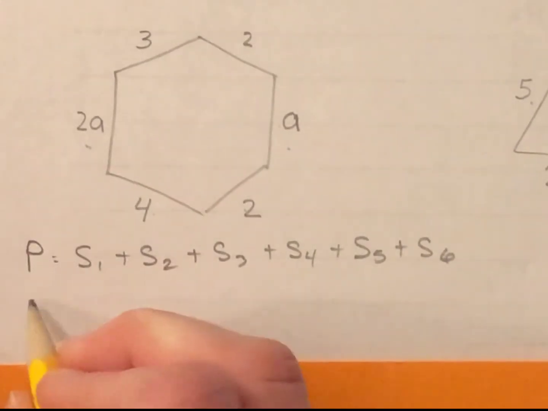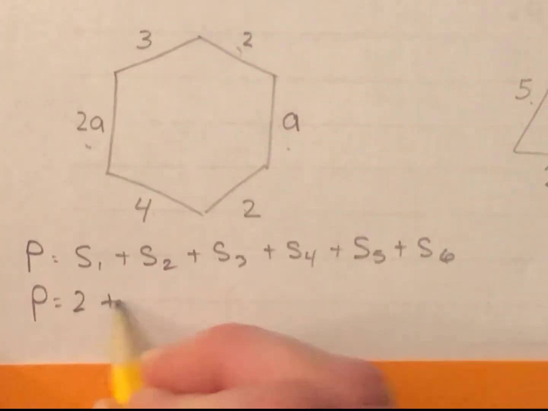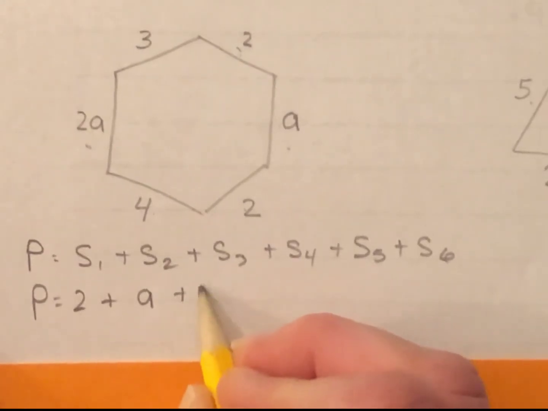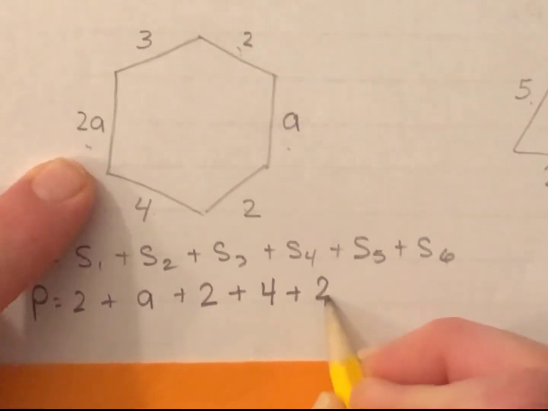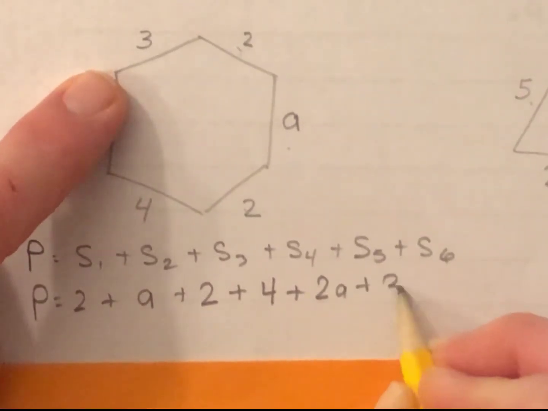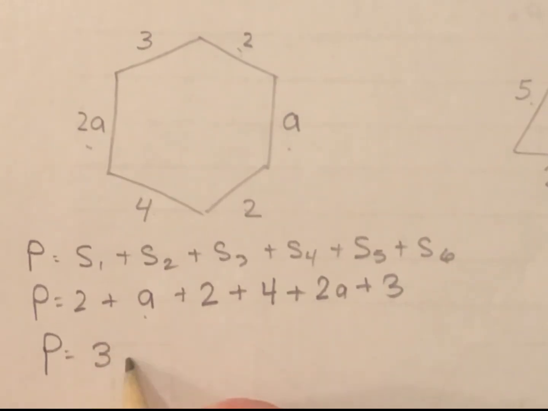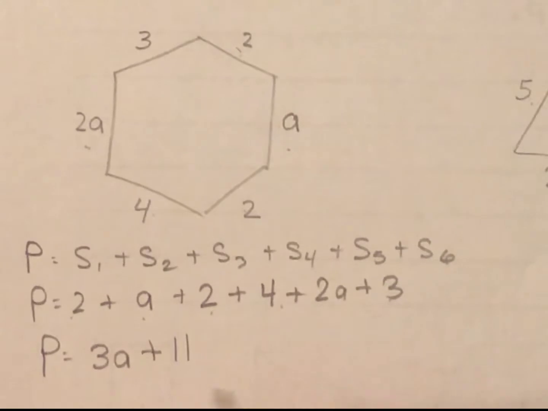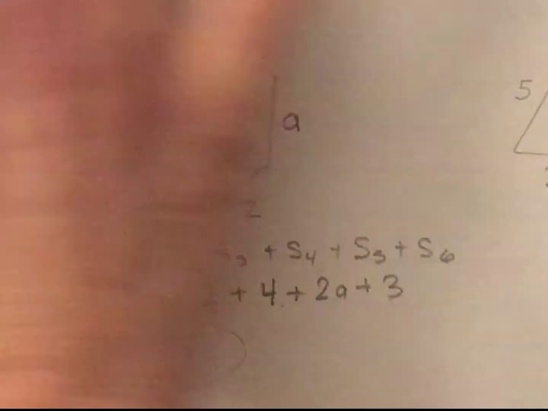Okay, so now let me plug these in. We'll call this side 1. So 2 plus A plus another 2 plus 4 plus 2A plus 3. All right, so let's go back and combine like terms. So P is, we've got 3A plus 2 is 4, plus 4 is 8, plus 3 is 11. 3A plus 11. So my final answer is the perimeter is 3A plus 11. And if I were to figure out what the value of A is, then I could find out the whole perimeter.